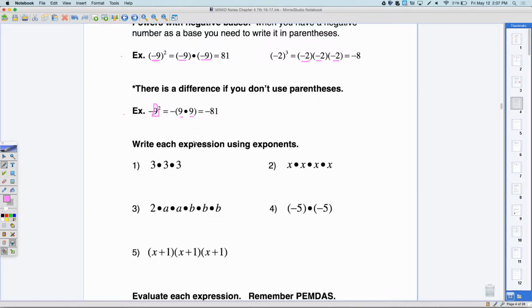So in our next example, we're just going to write these using exponents. So our 3 is being repeated 3 times, so 3 is your base, and it's being repeated 3 times, so it's 3 to the third power.